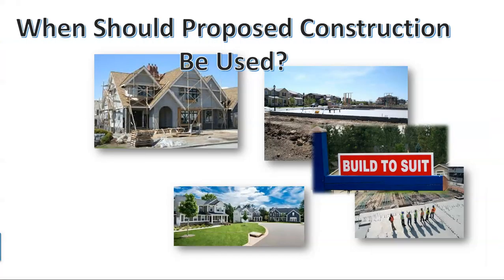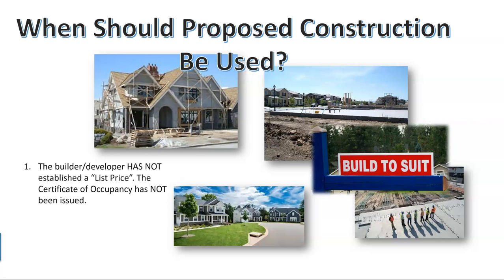When should proposed construction status be used? The builder developer has not established a list price. The CO, Certificate of Occupancy, has not been issued. This status can be used for multiple scenarios when marketing residential new construction. Perhaps you have listed a brand new residential subdivision. All that would be required is one entry, but you can have multiple entries. Spec homes and build-to-suit listings are great examples of using the proposed construction status.